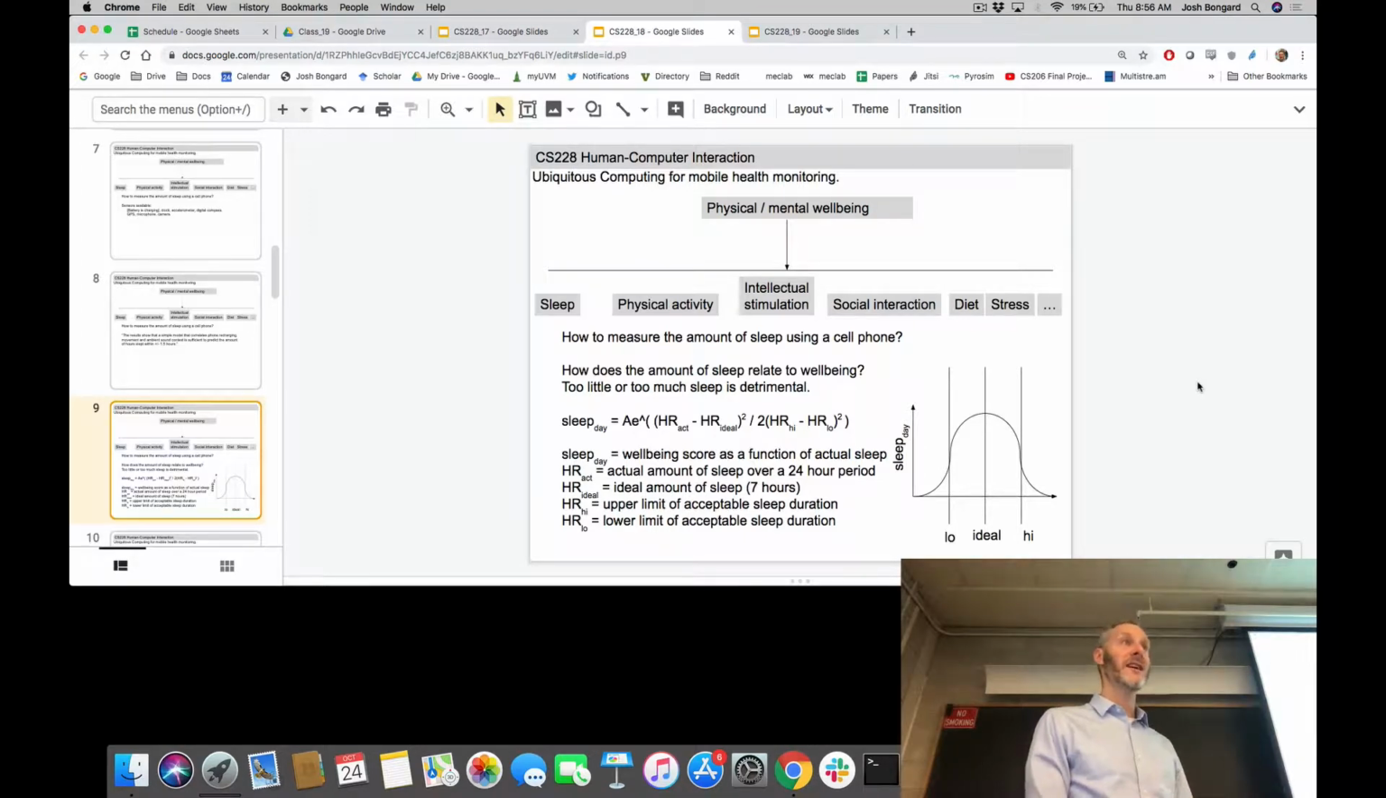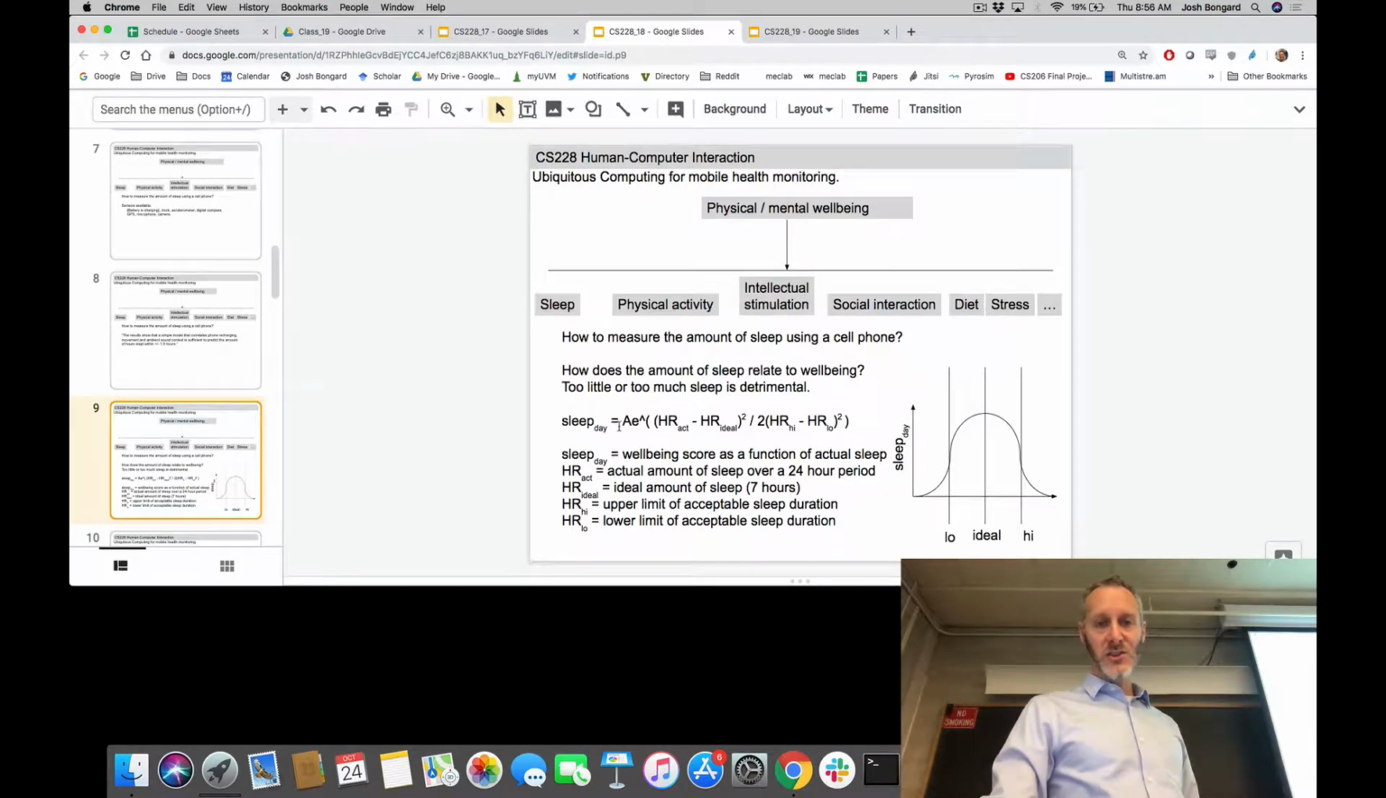Obviously, there's a lot of standard deviation. Some people need less, some people need more. They also derived upper and lower limits, again from the sleep literature. If you're getting 8 or 9 or 10 hours, that's not so great. Obviously, there's a lower limit as well. They're going to take HR sub actual, the actual amount of sleep over a 24-hour period here.